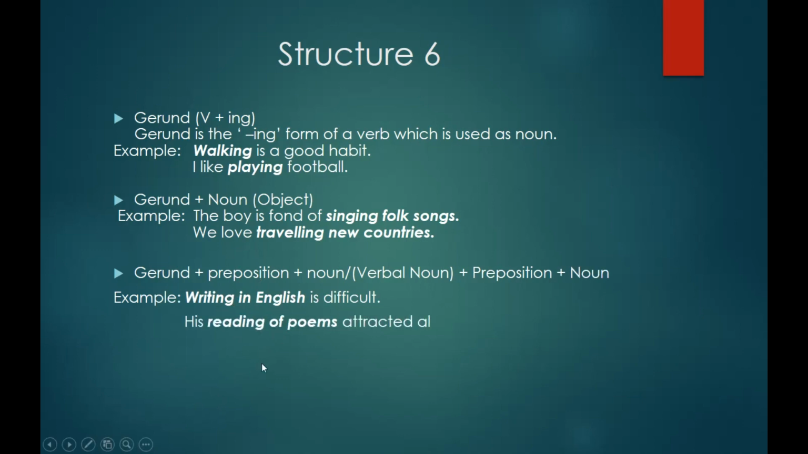His reading of poems attracted also. His reading of poems. So his is a determiner, reading is a gerund, and then after it you have of, a preposition, and then you have a noun. Verb plus ing is the head here, and it always takes a singular verb.